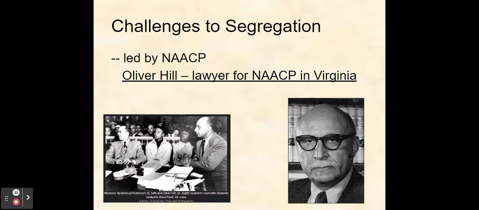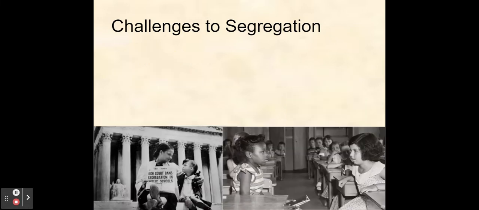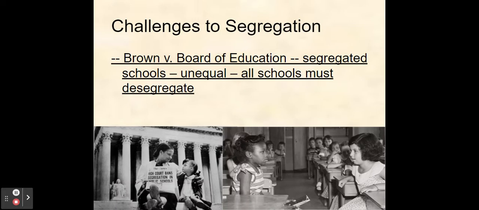And what the NAACP is going to do is they're going to begin to challenge separate but equal in terms of schooling. And that's going to lead to a very, very important case, Brown versus the Board of Education. Brown versus the Board of Education is essentially going to overturn Plessy versus Ferguson, because Brown versus the Board of Education says segregated schools are inherently unequal and that schools must desegregate. All right. They looked and they said all black schools do have certain disadvantages to all white schools. They are unequal and they must desegregate.